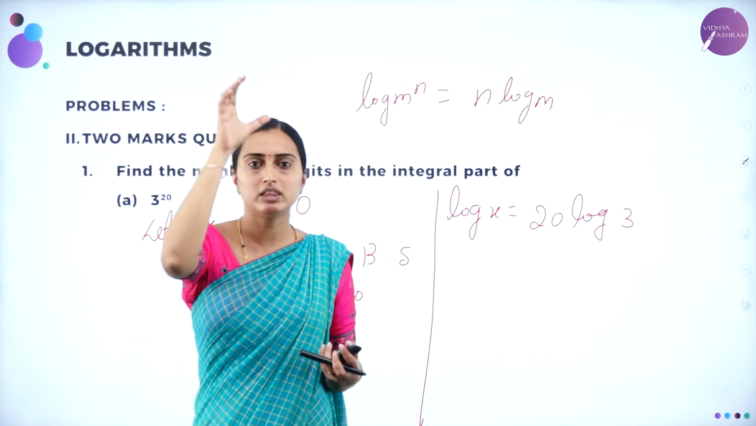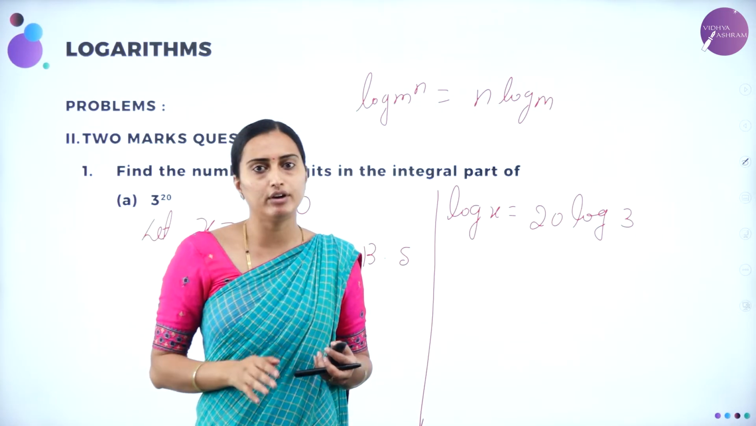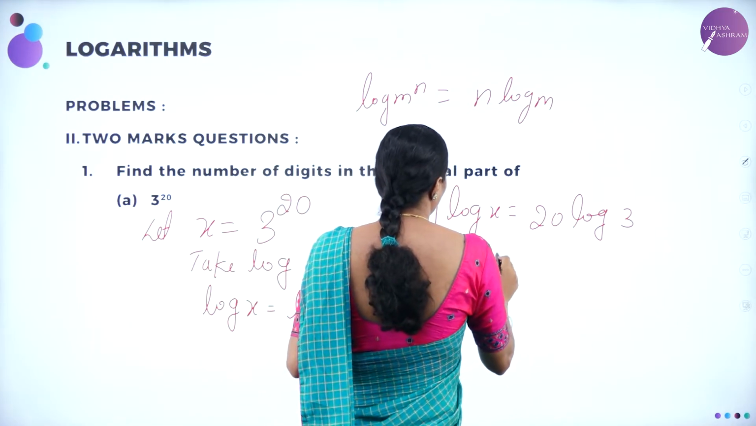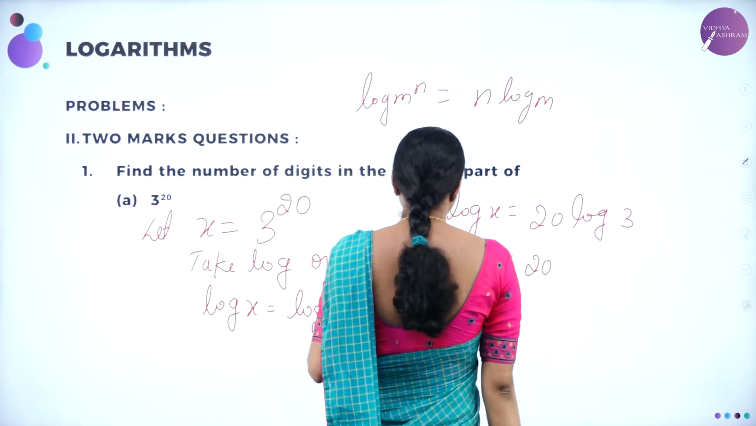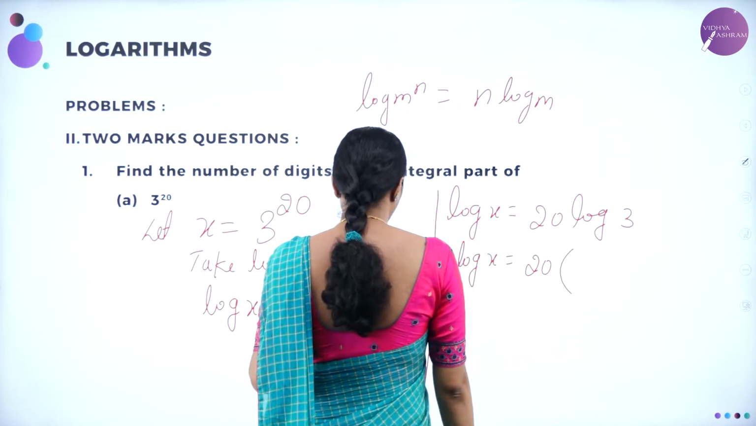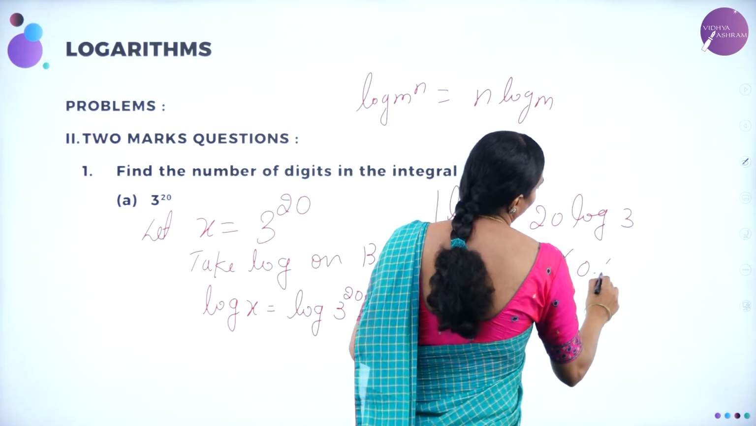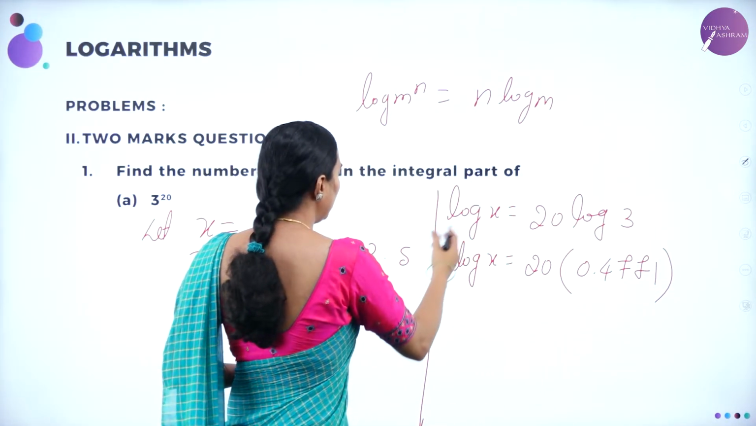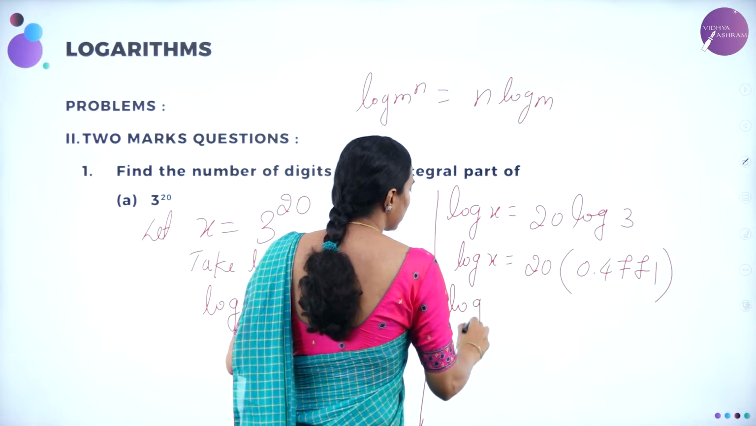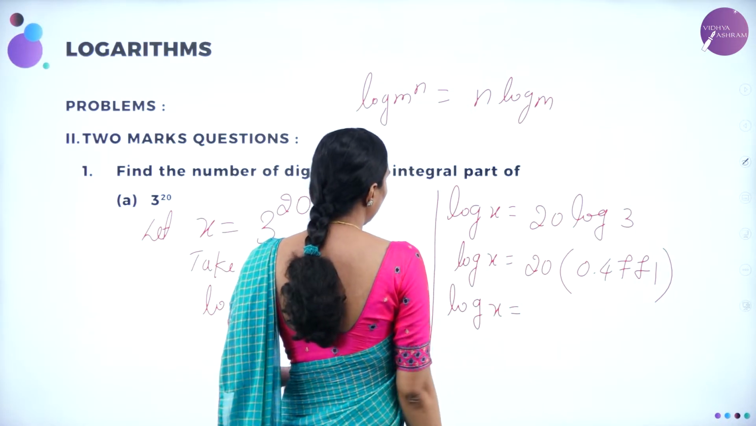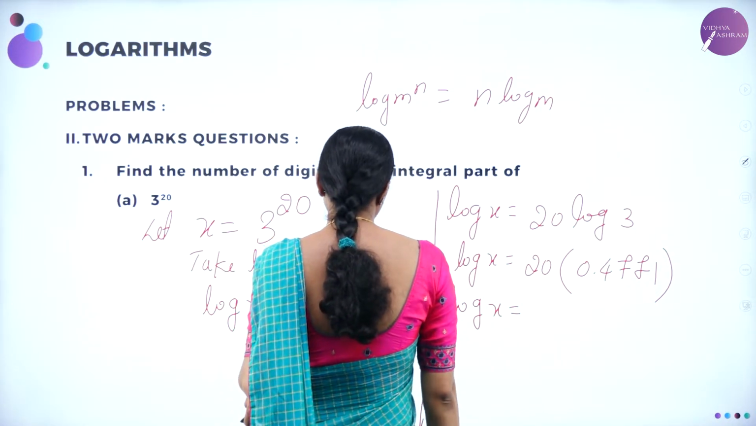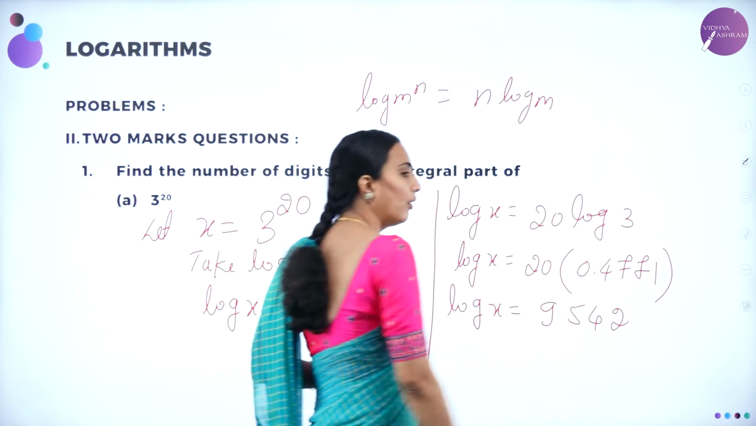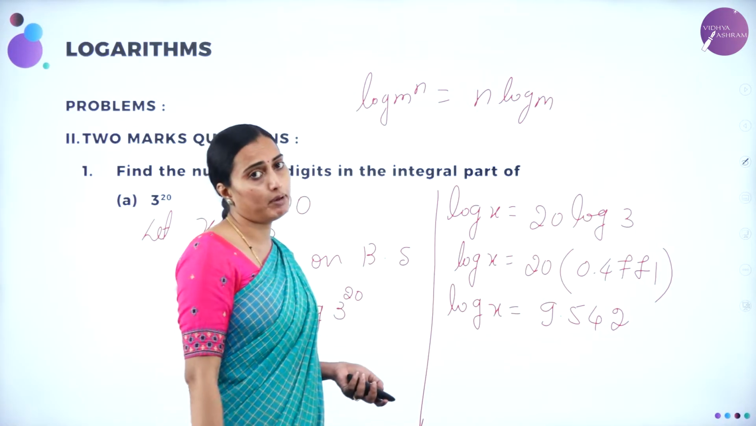Log 3 means in the third row of the log table you are going to find out. That value you will get by checking the log table. Log x is equal to 20 into log 3, which has the value 0.4771. You are going to multiply it with 20. Log x is equal to 20 into 0.4771, which is equal to 9.542. Okay. And then how to find the x value, ma'am?